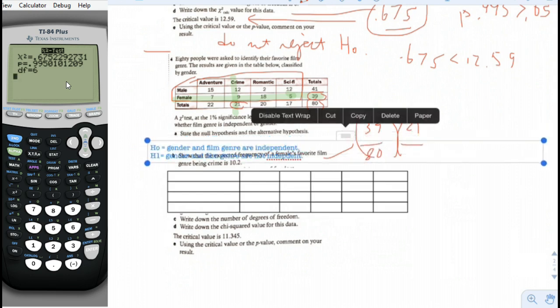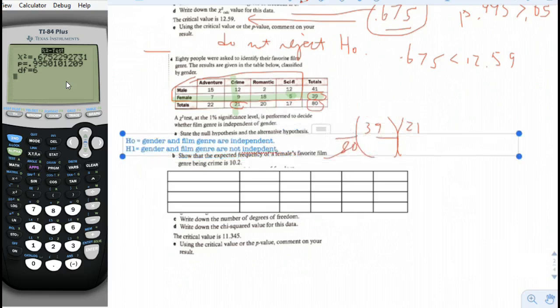Oopsie. No, I think the editing did something there.